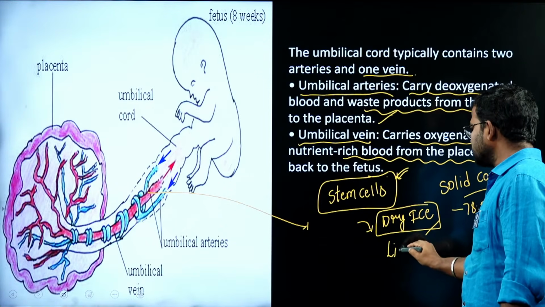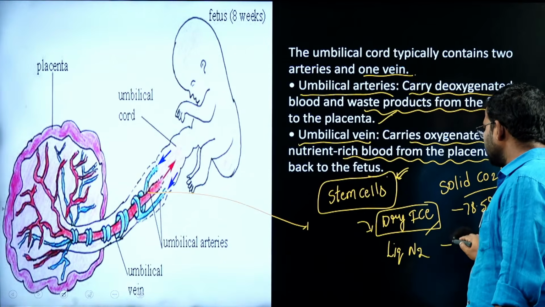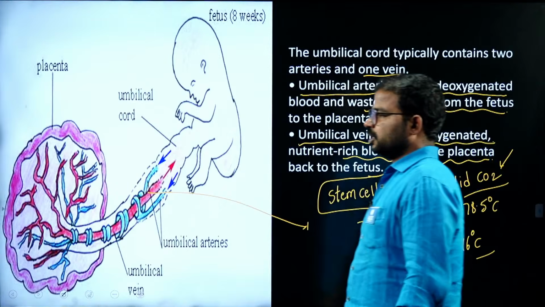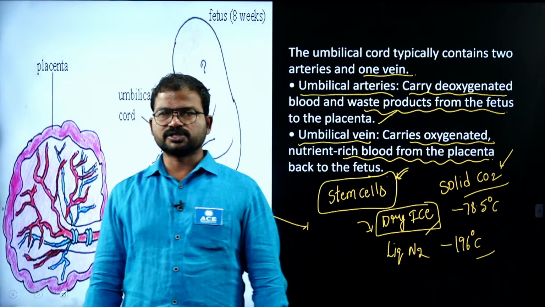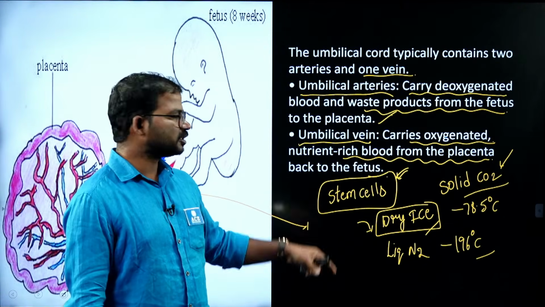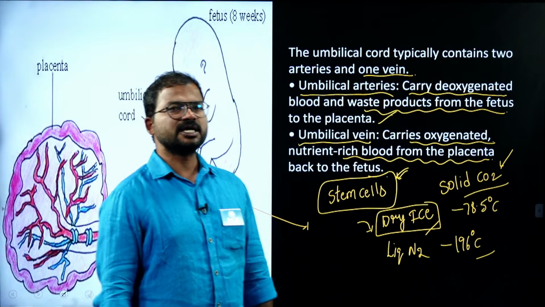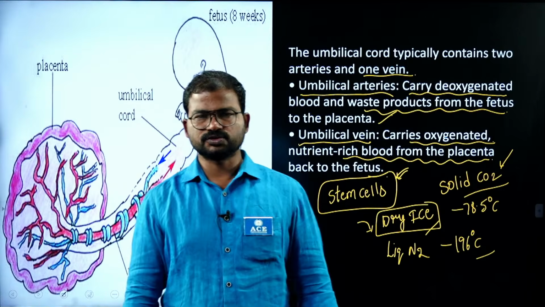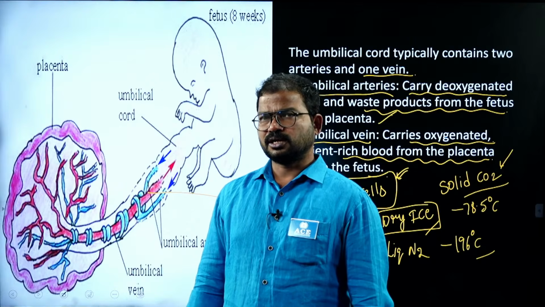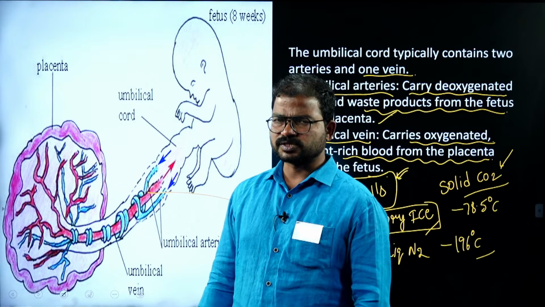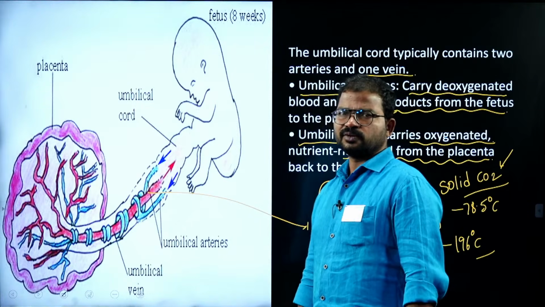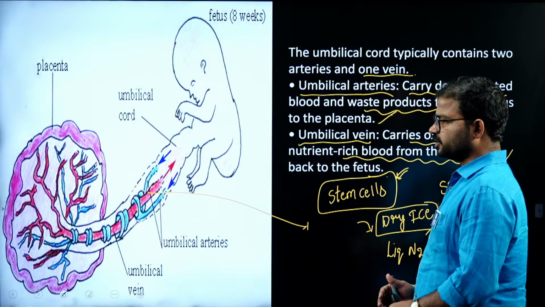Next, liquid nitrogen, its boiling point is minus 196 degrees centigrade. These chemicals are generally used to preserve stem cells. Not only stem cells, even plant DNA can be preserved using these two chemicals. In Delhi we have a research institute under CSIR, that is NBPGR, the National Bureau of Plant Genetic Resources. In that, approximately 4 lakh plant samples, in the form of DNA, are preserved.